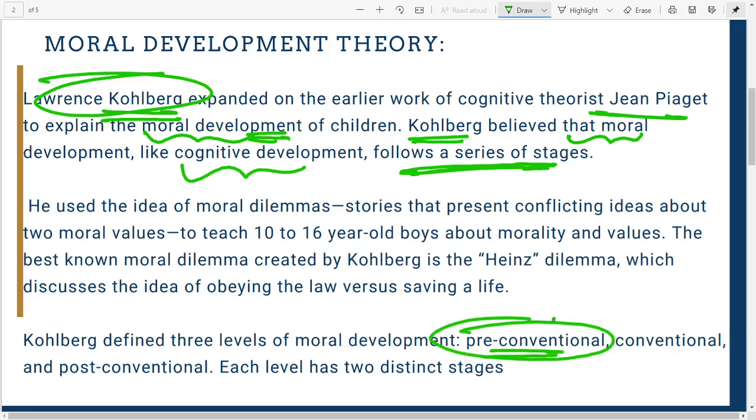So conventions here refers to the norms and values of the world basically, or your society.